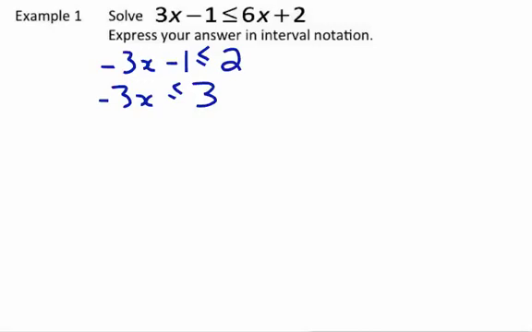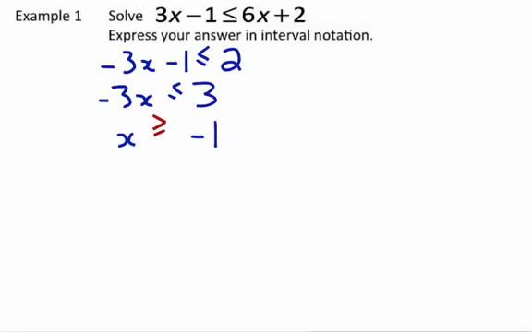Last thing I need to do to get my variable isolated, I need to divide both sides by negative 3. However, and this is a very important point with inequalities, when we divide or when we multiply by a negative, this only applies to dividing and multiplying by negatives, we actually need to switch the direction of the inequality sign.